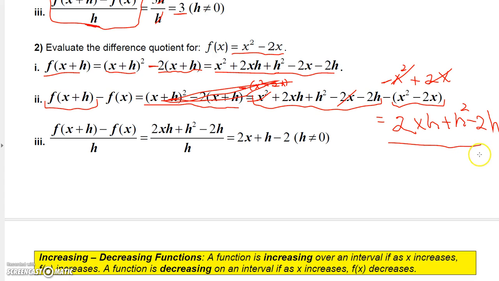Okay, now so that's the second step. Now the third step is to take that and divide them by h. So I take that, which is right here, and I divide them by h. So I just divide h into each term.